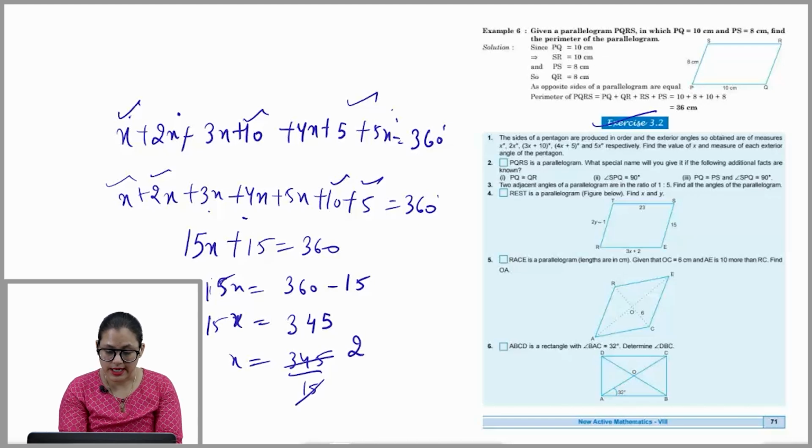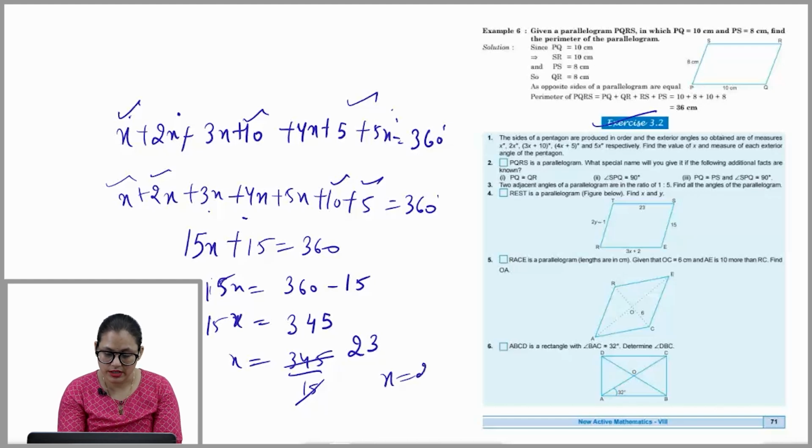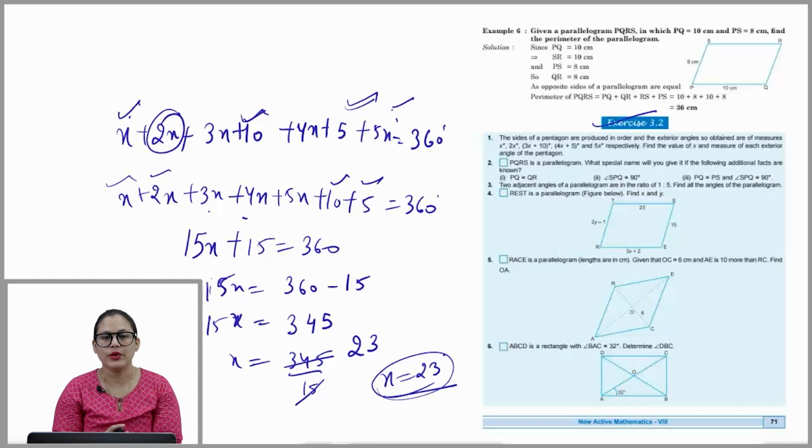5 2s are 10, and 5 3s are 15. Now the value of x is 23 degree. Now you will put the value of x in this, this, and this also. Only then you will get the answer. Okay, so let's do it.